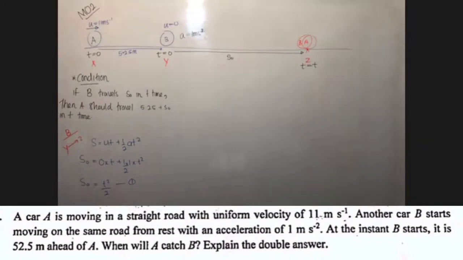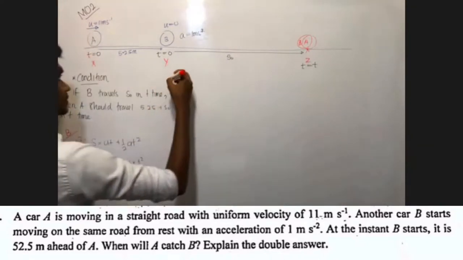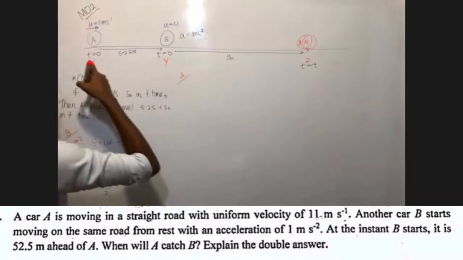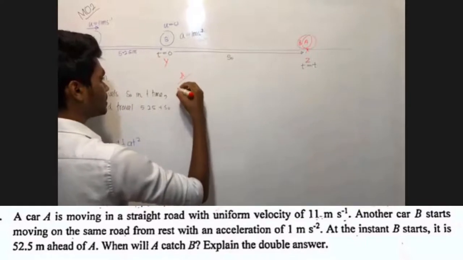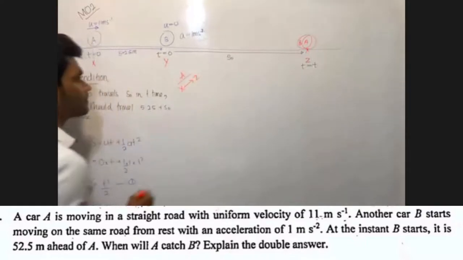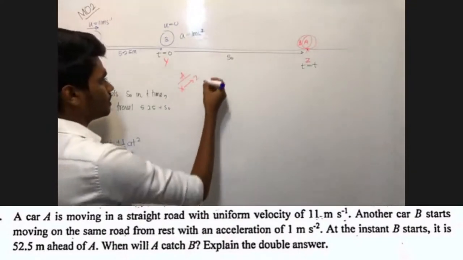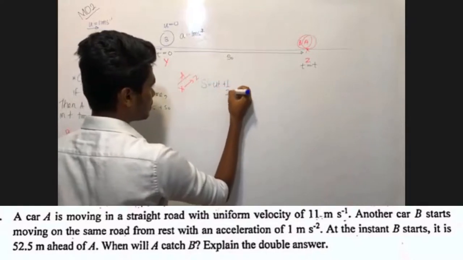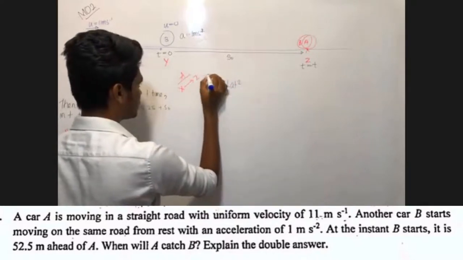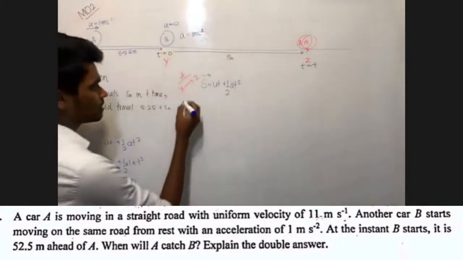Right? First equation. So the next equation I'm going to apply for A, from X to Z, in the time interval T. X to Z in simple T time interval. I'm going to apply S equals ut plus half a t squared. What is S? 5.25 plus S naught.